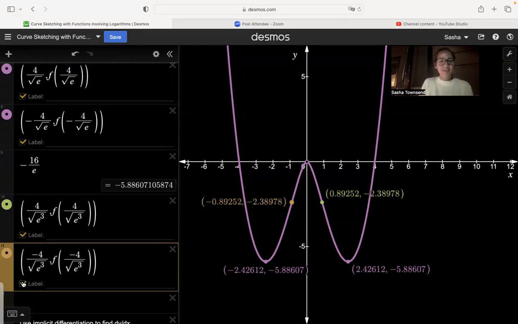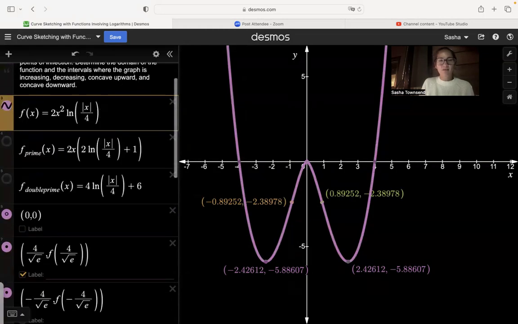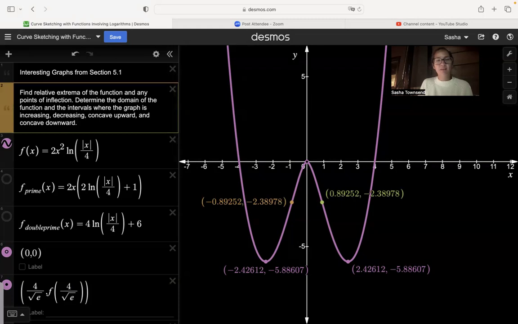So I think we did it. I think we graphed f, and we're able to analyze it using its first and second derivative and limits as well.